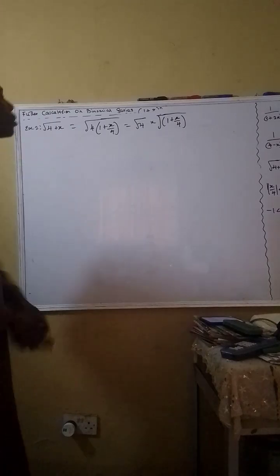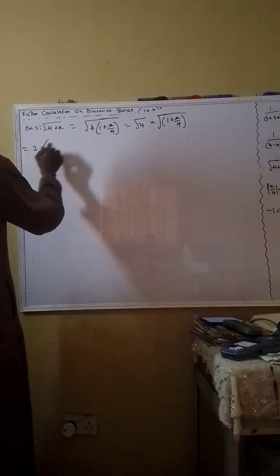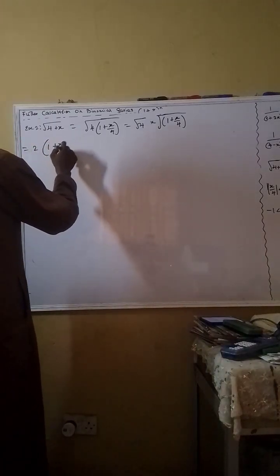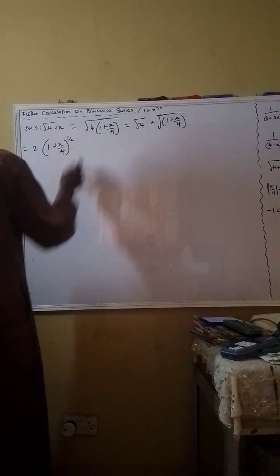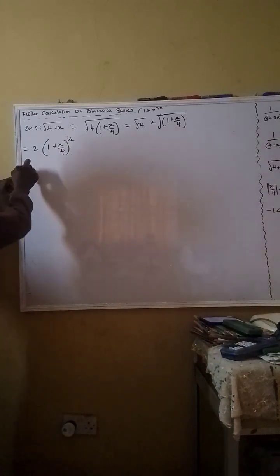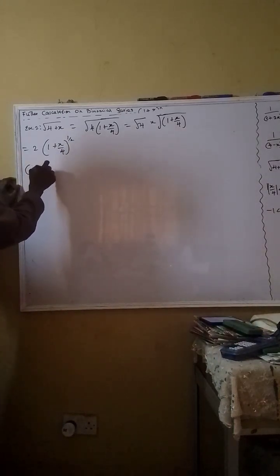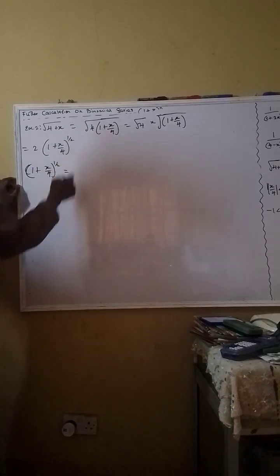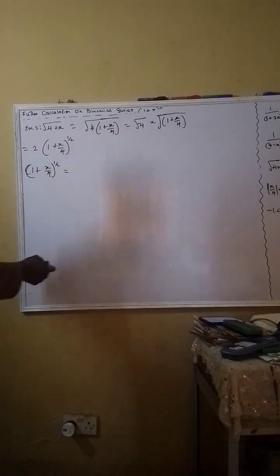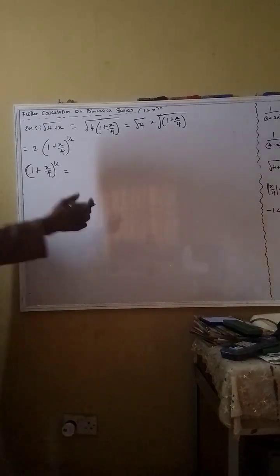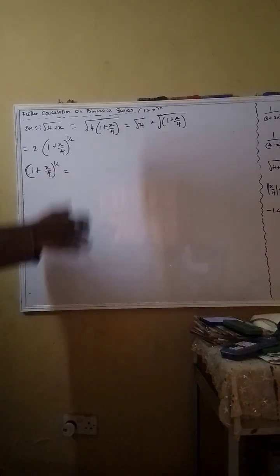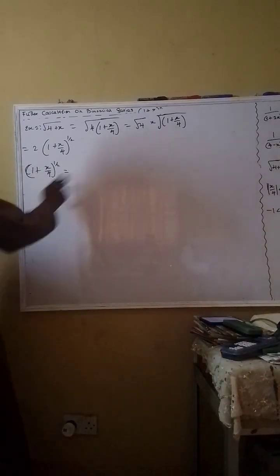Now, breaking down the surd law, this will be equals to 2 into bracket 1 plus x over 4 raised to power 1 over 2. By the law of indices, we are going to be expanding this one. Don't forget the law. In this question, you are expanding it to the third term, so that means first, second, third.